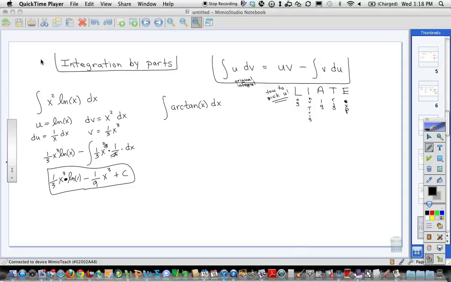So we're going to use LIATE and pick our u. Arctangent is an inverse trig. It comes very early in the acronym, so we're going to let u equal arctangent. The whole point is we don't know how to do the antiderivative of arctangent, so you certainly wouldn't want it to be dv, because that's what you'd have to integrate. So dv is just dx. That's all that's left. So what is du?